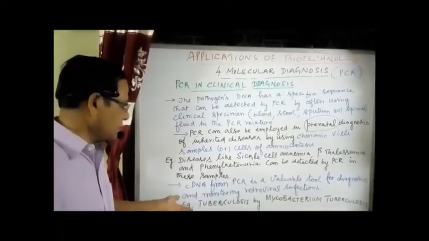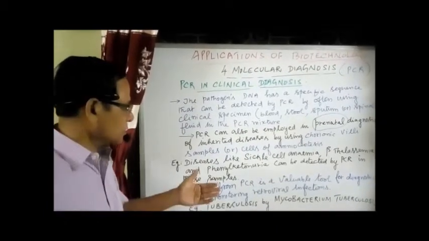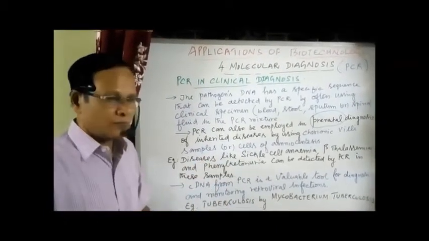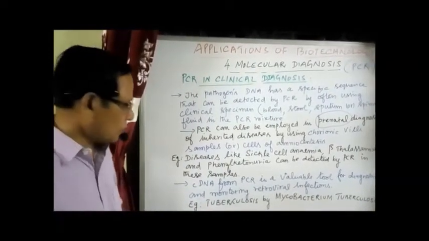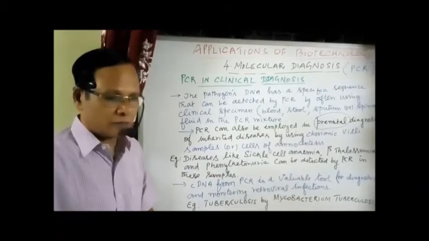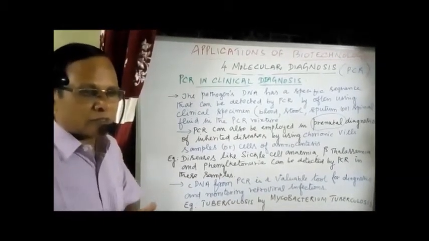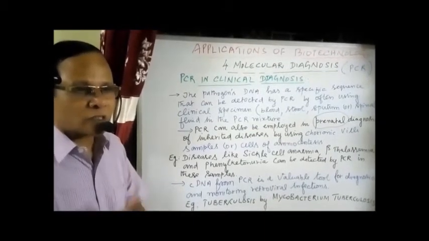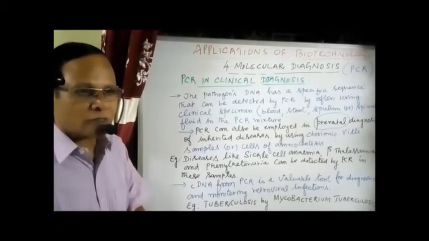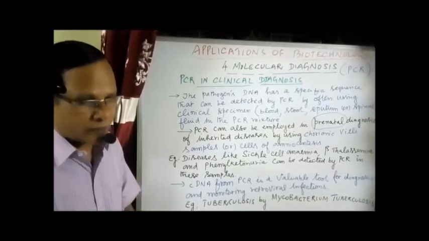In the book, a bacterial disease, tuberculosis, caused by Mycobacterium tuberculosis, is given as an example. So it is not a retrovirus, it is a bacterium that causes the disease. Anyway, the cDNA from PCR is useful for diagnosis and monitoring of retroviral infections caused mostly by retroviruses like HIV and hepatitis B. These are all retroviruses.